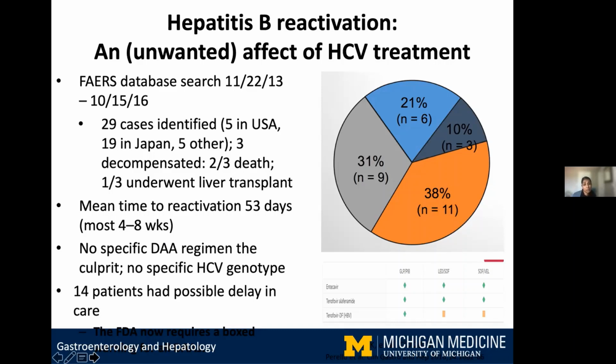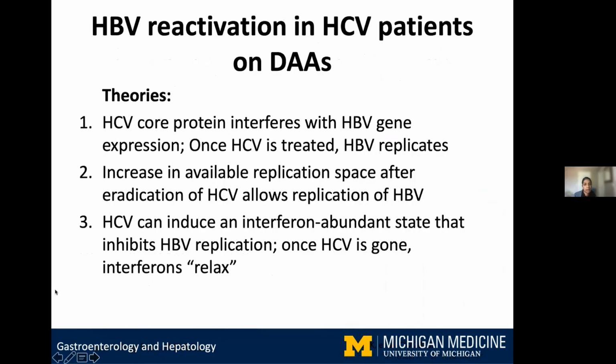The mean time to reactivation was between 4 to 8 weeks, so that was 53 days, and there was no specific DAA regimen that was the culprit, and no specific genotype that put patients more at risk. And so this is really important to have an awareness about, and test all your patients with Hep C for Hep B.